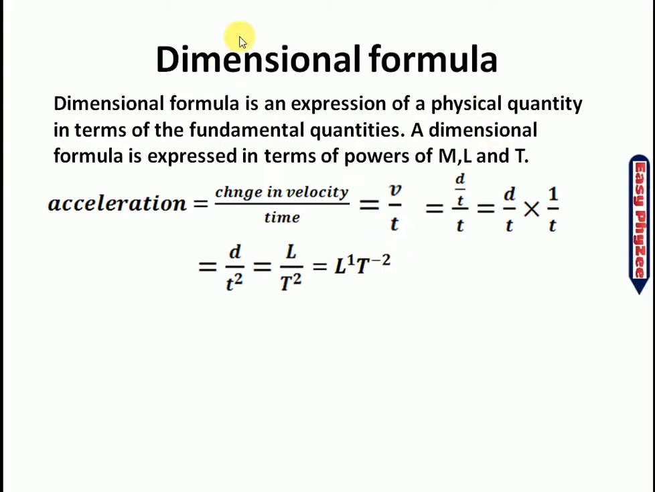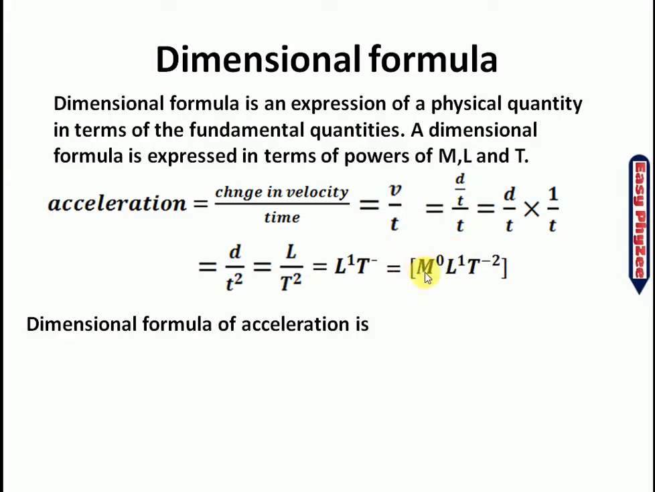So in the dimensional formula I have to include mass also. So I'll write M to the power 0 because mass is not there. If it is not there, I'll just write power 0. So the dimensional formula of acceleration is M0 L1 T minus 2. So it's important to mention M, L and T whether they are there in the formula or not.